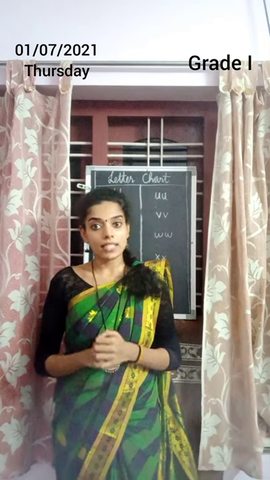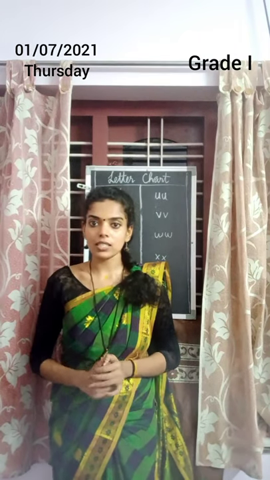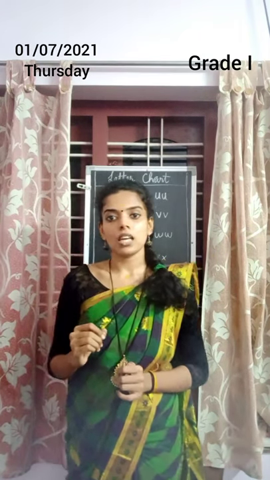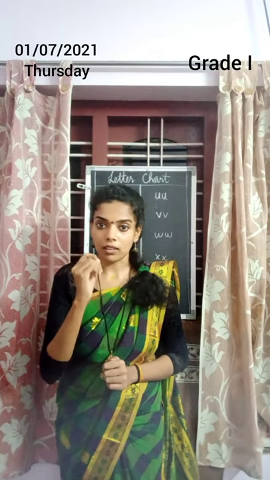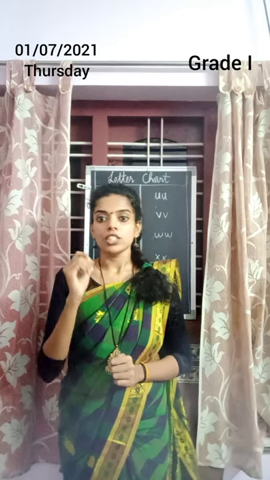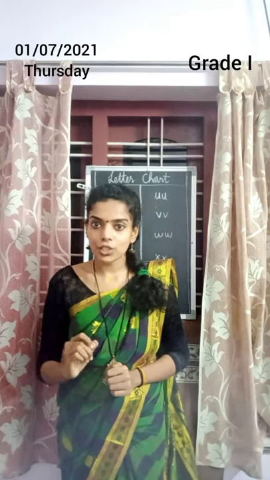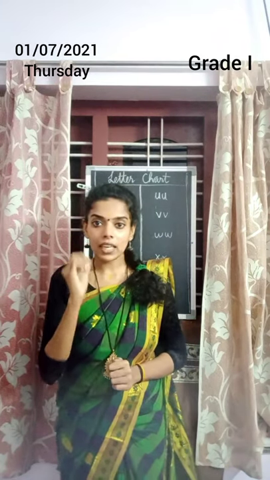The next one is J. What's the sound of J? The sound of J is J. What are the examples? Jar, jug, jelly, jellyfish, jam, jacket.